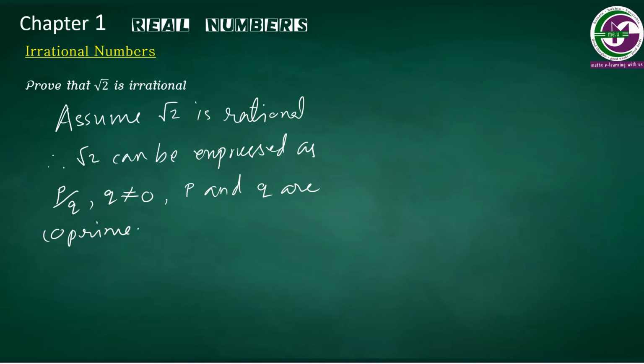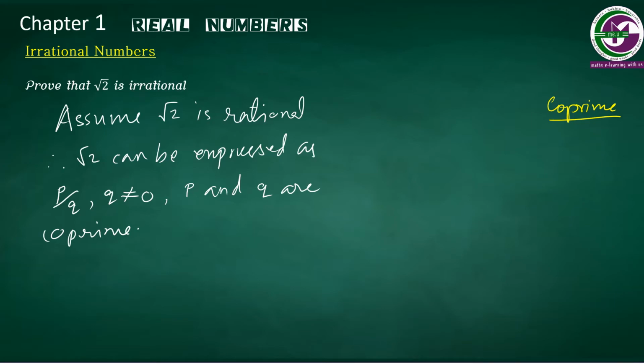What do you mean by co-prime numbers? Co-prime means no common factors other than 1. So if we take two numbers, 8 and 10 are not co-prime because 2 is a common factor, but 8 and 9 are co-prime numbers because there are no common factors other than 1.